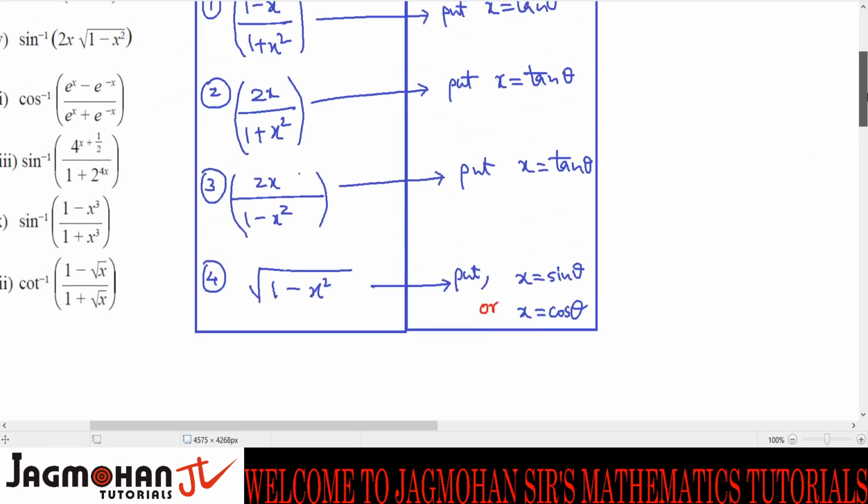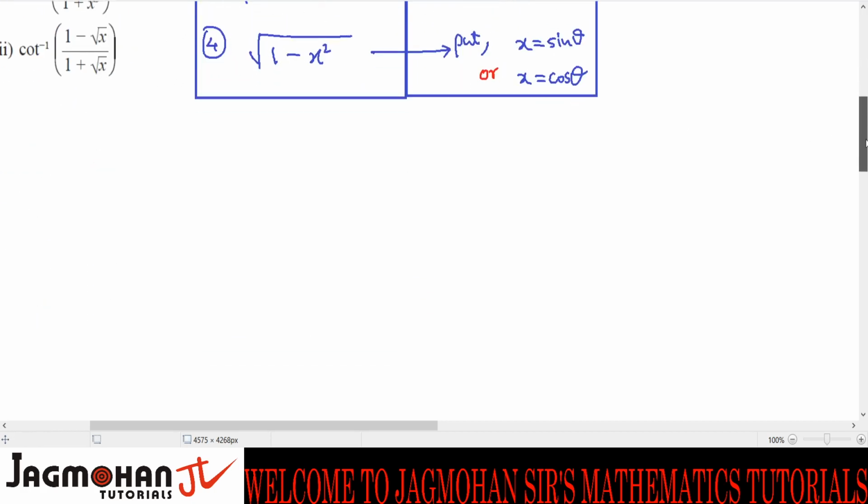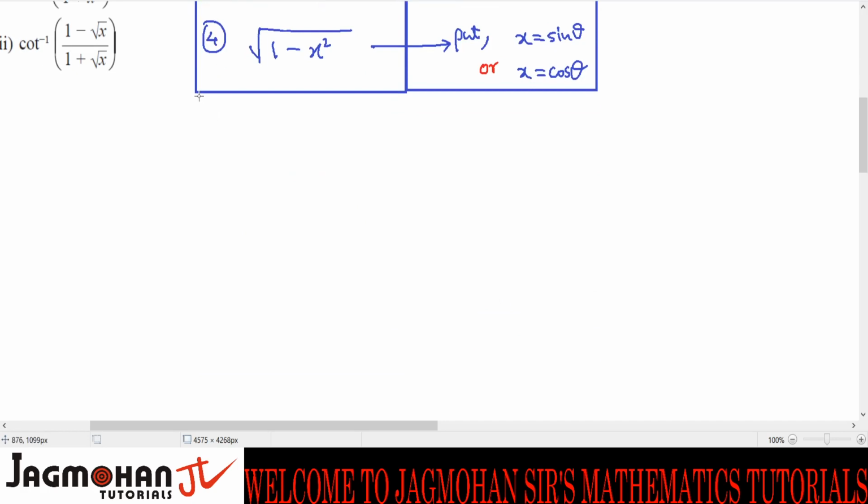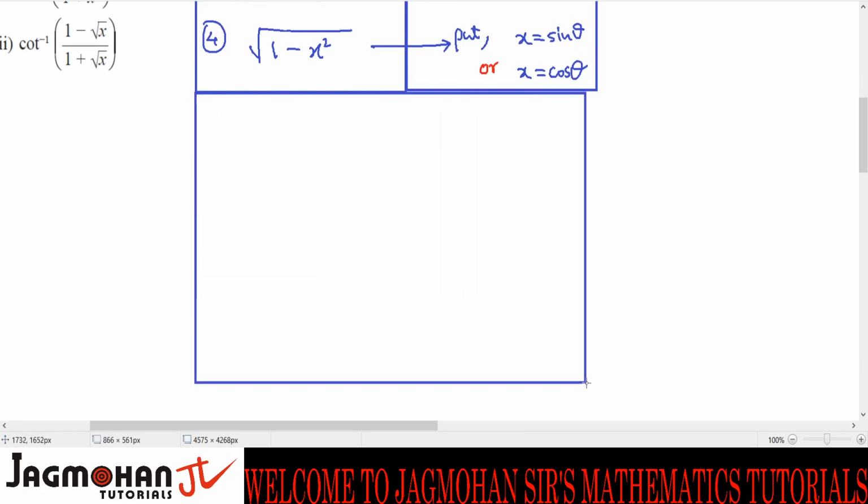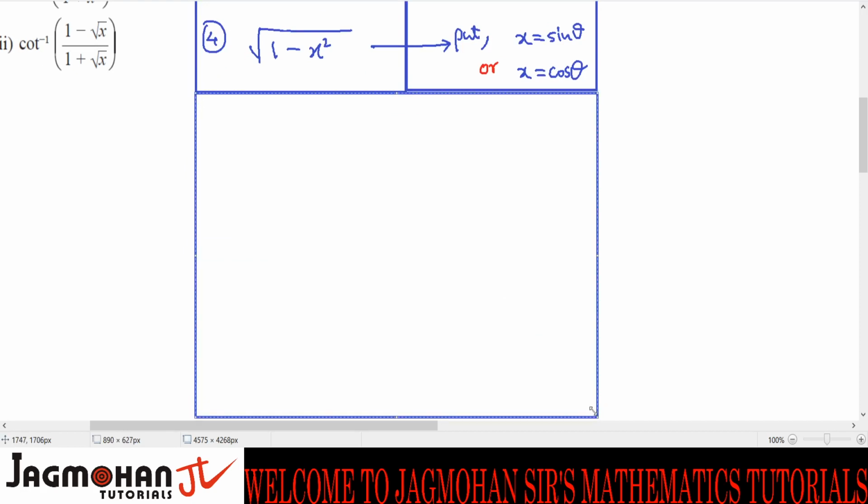Why so, students? Very simple. Because if I do that, just try doing it, you will know why it is done. If I do that, what will happen? I will get inside the square root 1 minus sine square theta. If I'm putting x as sine theta, just think on this. Taking this particular fourth one, as I said, if I see the expression root of 1 minus x square, I will put x as sine theta or cos theta.